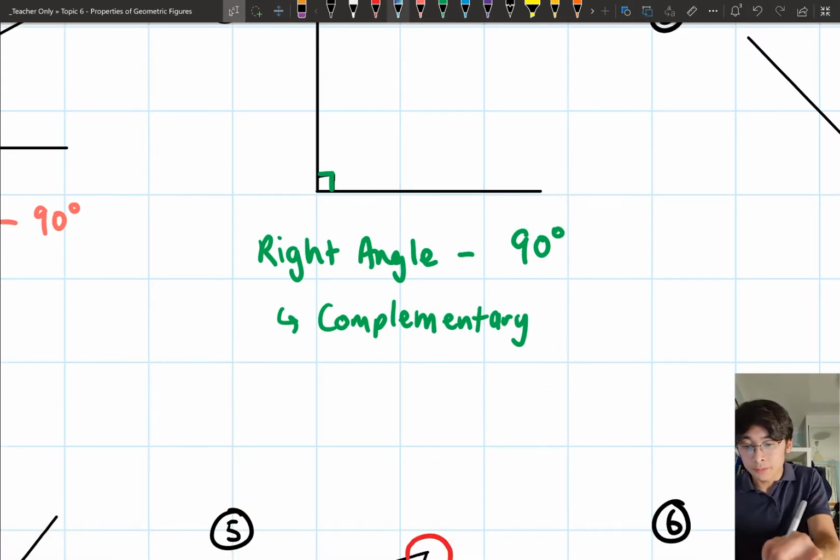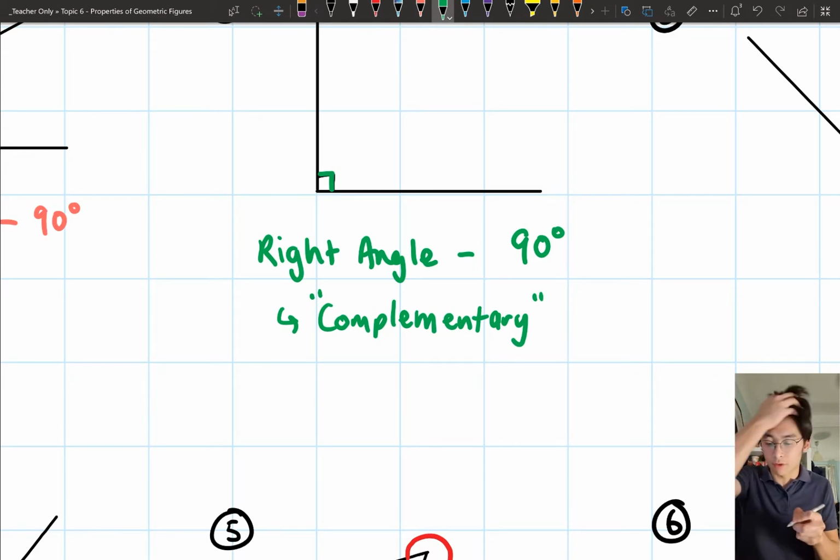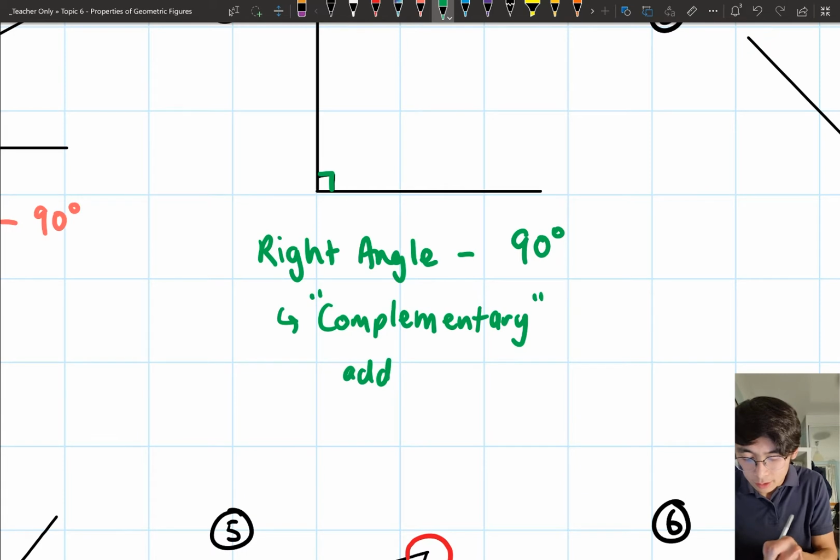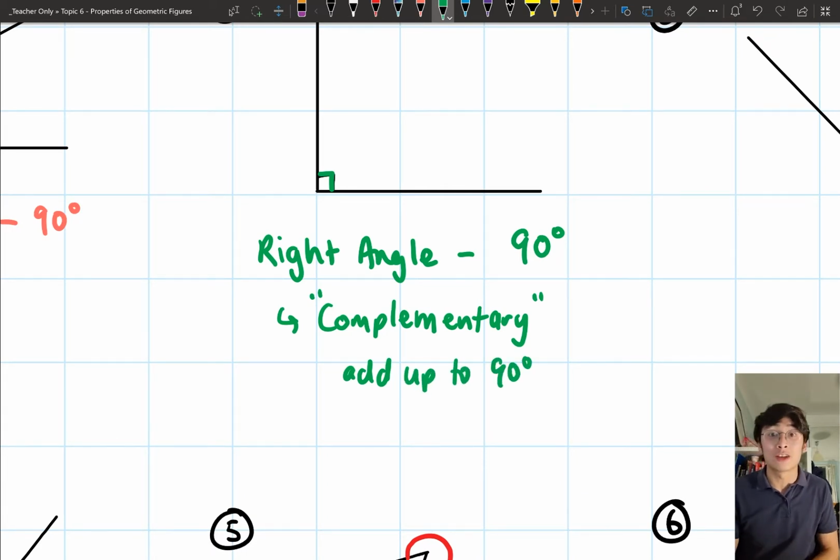So complementary is a special word that we use to refer to 90 degree angles, and it means that we add up to 90 degrees. So if two angles are complementary, it means they add up to 90 degrees.